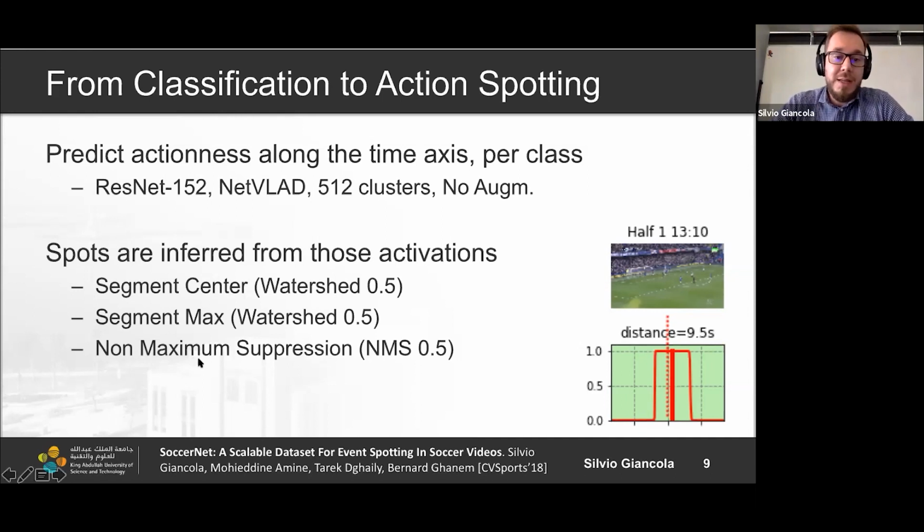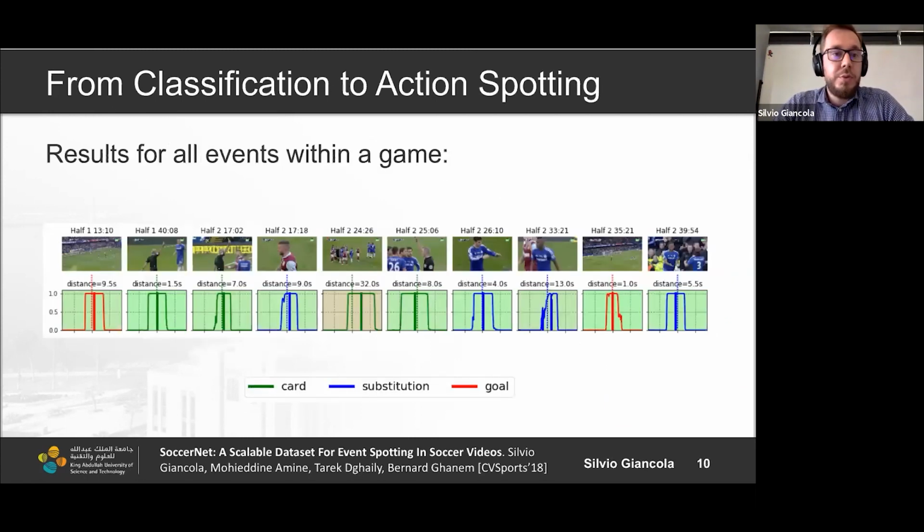Or you can leverage a non-maximum suppression. In that specific version of SoccerNet-v2, I was still using a threshold at 0.5 and then running a non-maximum suppression with a specific window size to only spot the highest value in those specific windows. So the result is that you get multiple activations in time, you get multiple spots. In that specific example from the CVPR 2018 SoccerNet paper, we only had 3 classes: card, substitution, and goal, and it was providing some fairly good performances.